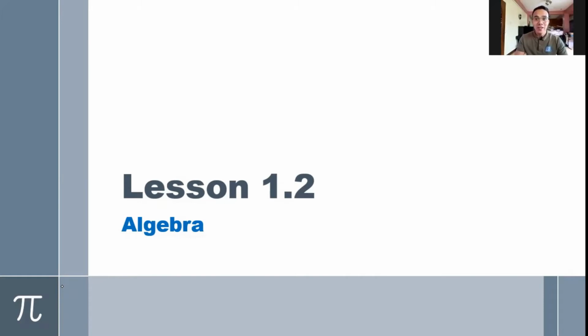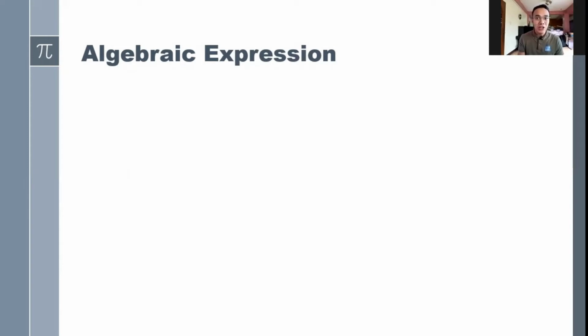Algebra is just another branch of mathematics that formalizes the laws of arithmetic. So whatever you do in arithmetic, we're going to apply those things in algebra. But in this case, we're going to deal not only with numbers, but also with symbols. So let's start with algebraic expression. I want to emphasize or discuss this concept through examples.